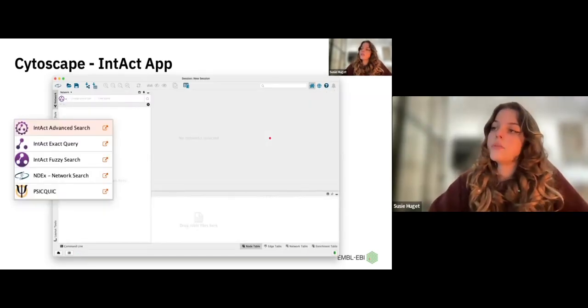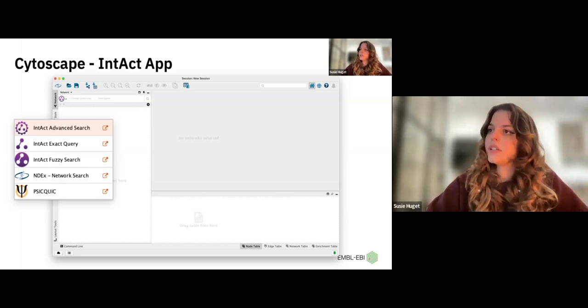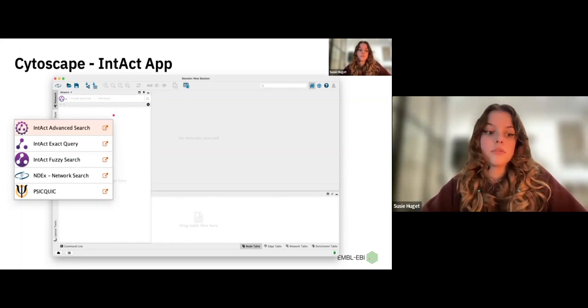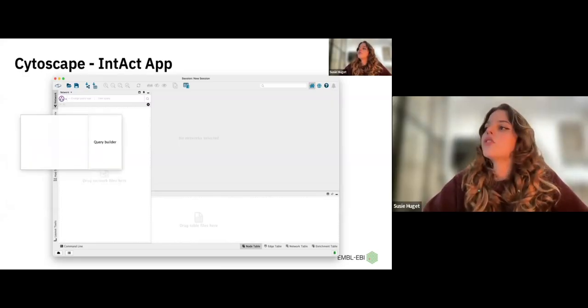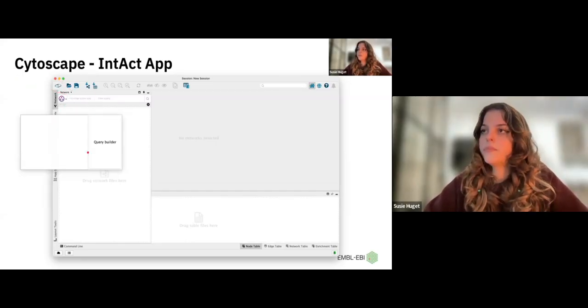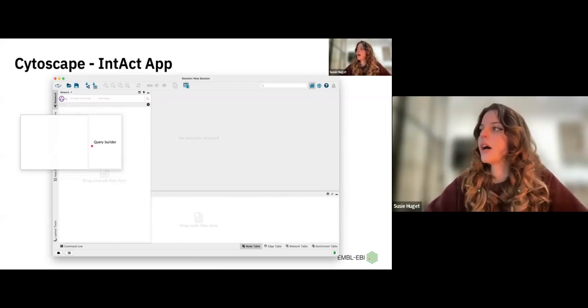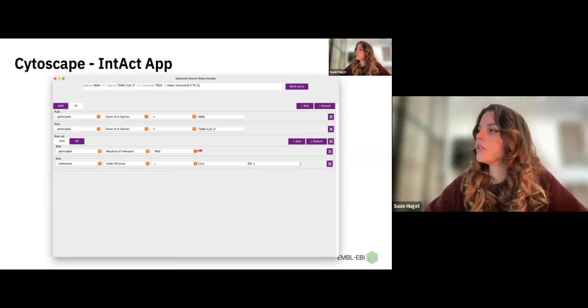And then the last addition we did for the recently updated app is the IntAct Advanced Search. The aim of it is to basically be like the search bar inside of IntAct. When you click on the search bar, this little pop-up will open. Here you can type in whatever you want to look for, or you can use a query builder. When you click on that, a new window will open, containing a query builder, which is similar to the one on the IntAct website.